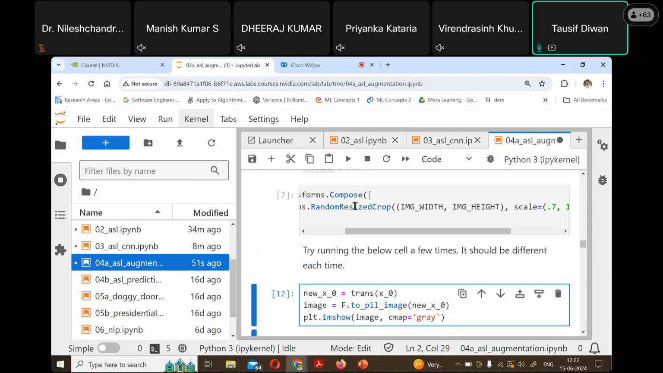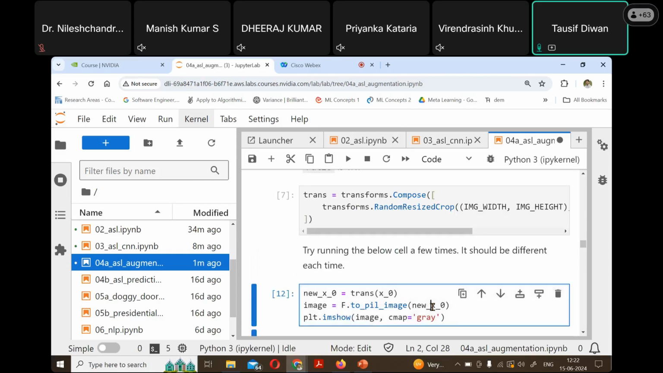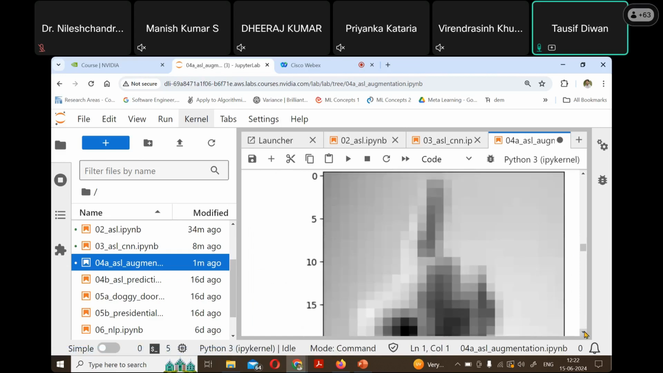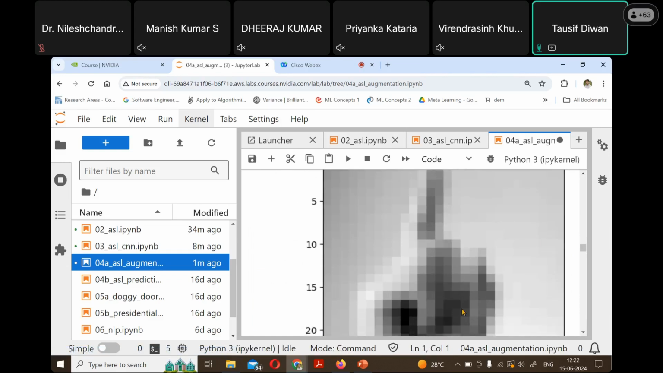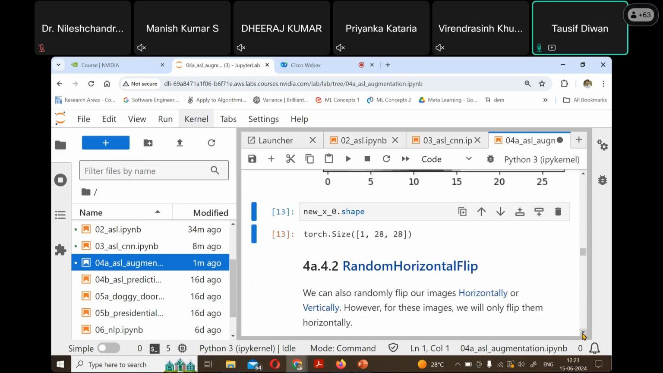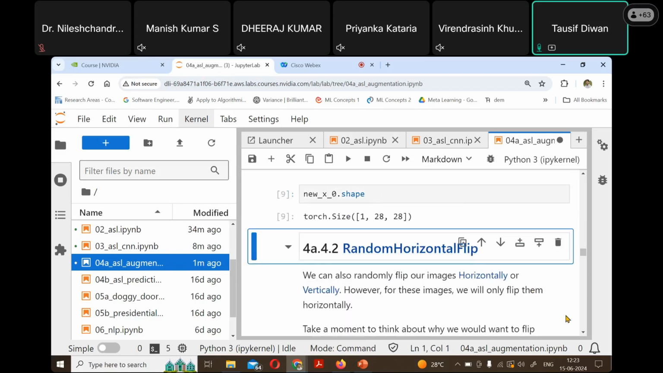Now we will see what happens when we apply this transform on this image. Here we can see how the image is printed. It's nothing but a random crop. The image is shifted a little bit left, but the size is not changed. It is 28 by 28 only. You can verify it by printing the shape.